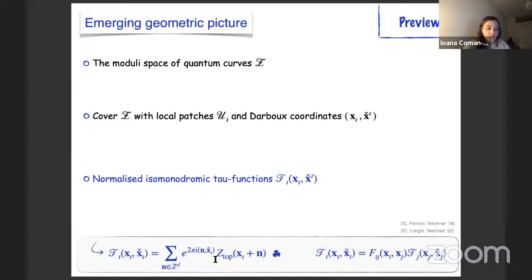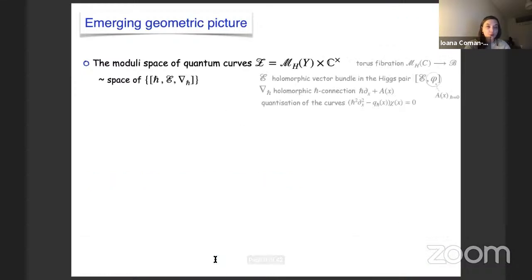Now for some more detail on each of these three points, the procedure to quantize the Seiberg-Witten curve turns this into a second order differential equation. And what we therefore find is that the moduli space of quantum curves, this Z-cal, is related to the Hitchin moduli space, being in fact equivalent to the space of h-bar deformed connections on the base curve C.